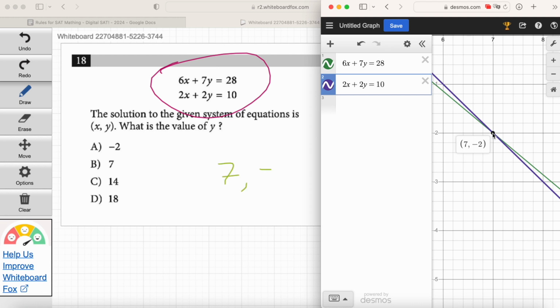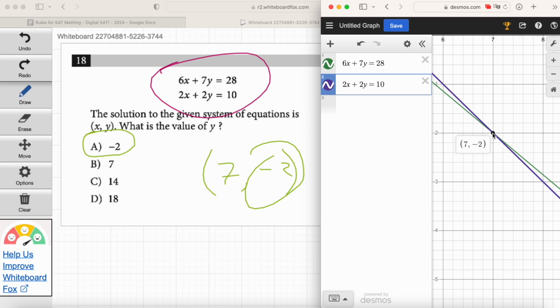Is that clear? Yes. Okay, now we got to be careful here. What are we solving for with this question? The value of y. What's the right answer here? -2. Answer choice A. It's not 7, that's the x value. So it's really a question of just entering this in accurately and then knowing the difference between your x and y values. And that's it. How long should that take if you're using the Desmos calculator?